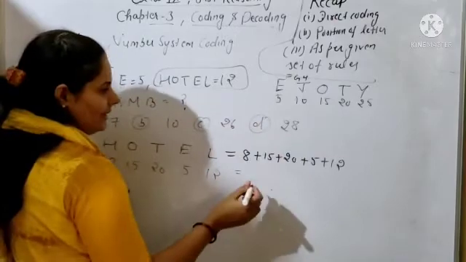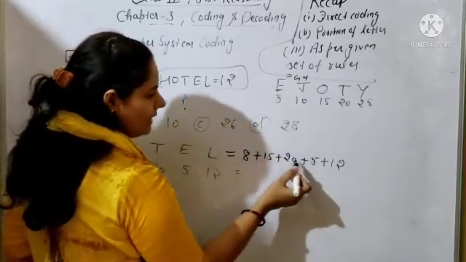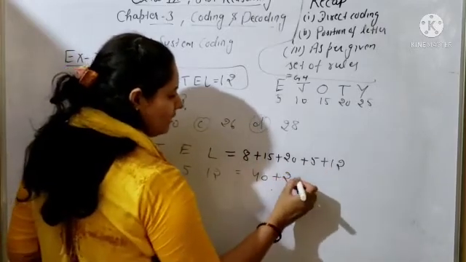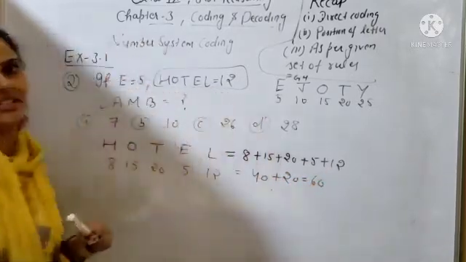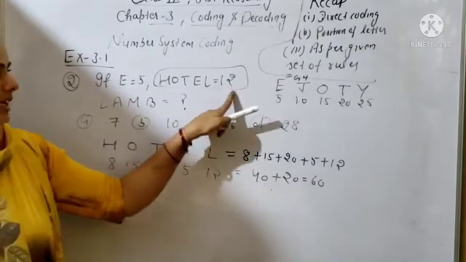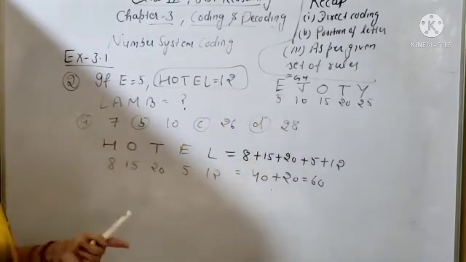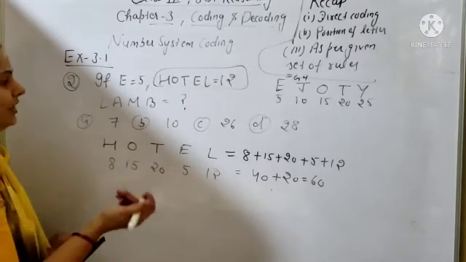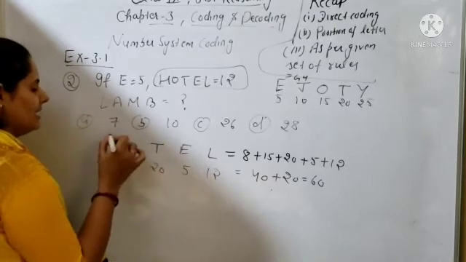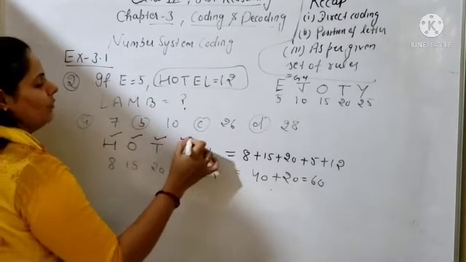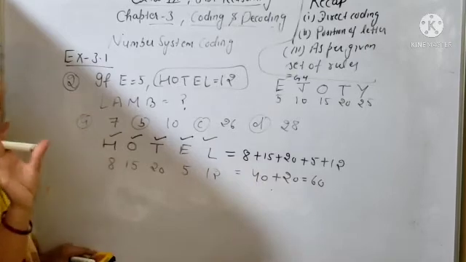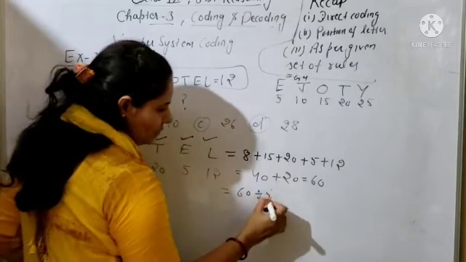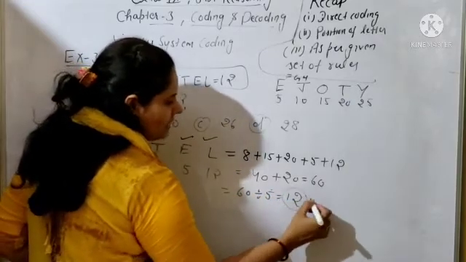Clear? So you can add them, beta. 15 plus 5 is 20, 20 plus 20 is 40, 40 plus 12 plus 8 you will get 20, and 40 plus 20 you are getting 60. But here you are getting HOTEL equal to 12. So here, beta, it is 60. How can you get 12? When you divide it by 5, you get 12. So why will you divide by 5? Because in HOTEL, how many letters are there? 1, 2, 3, 4, 5. 5 letters. So you can divide 60 by 5 and you will get the answer 12. Clear? So this is 12.